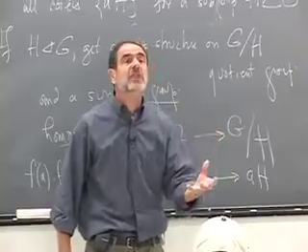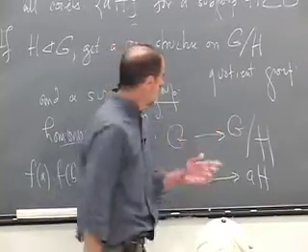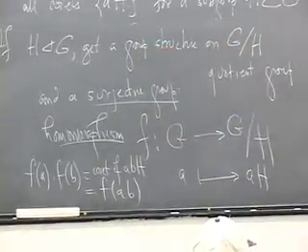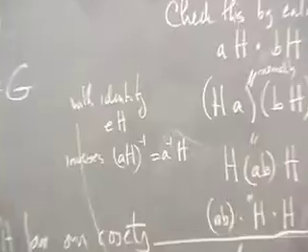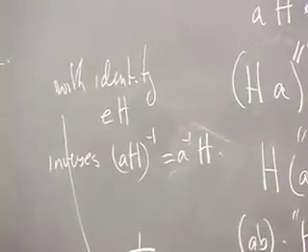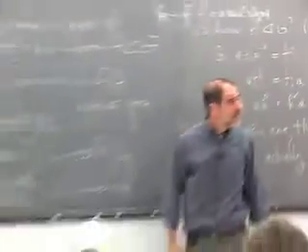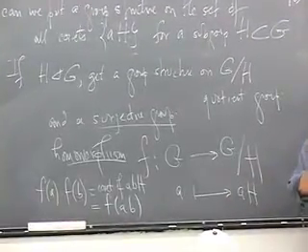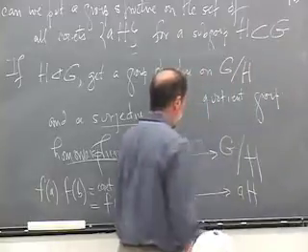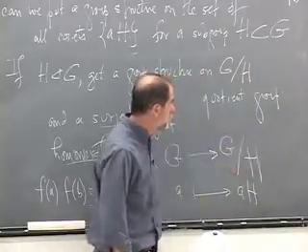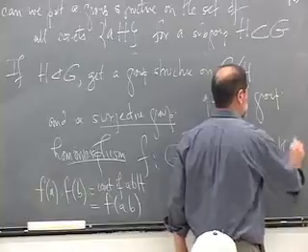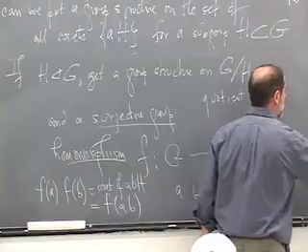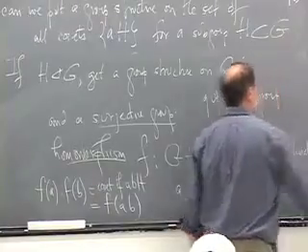What is the kernel of this map? The kernel is the things that map to the identity in here. The identity is the coset EH. What elements in G map to the coset of E? The elements of H. The coset of E consists of the elements in H. So the elements in G that map to the identity E prime, F inverse of EH, is the coset H.